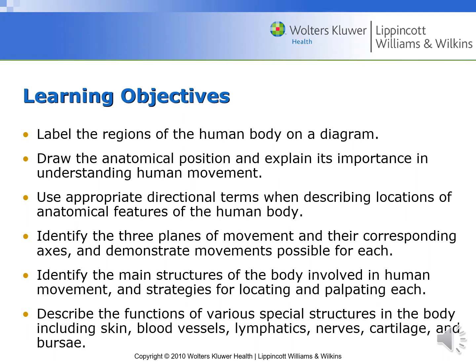We will identify the main structures of the human body involved in human movement and strategies for locating and palpating each. We will describe the functions of various special structures in the body, including the skin, blood vessels, lymphatics, nerves, cartilage, and bursae.